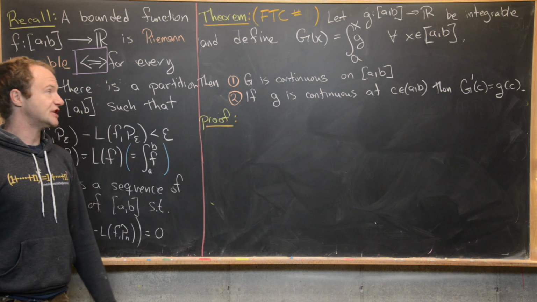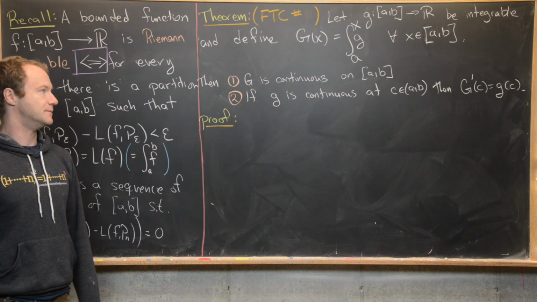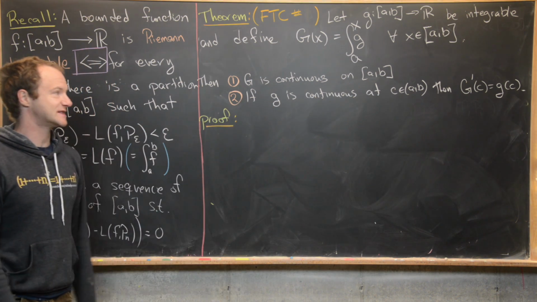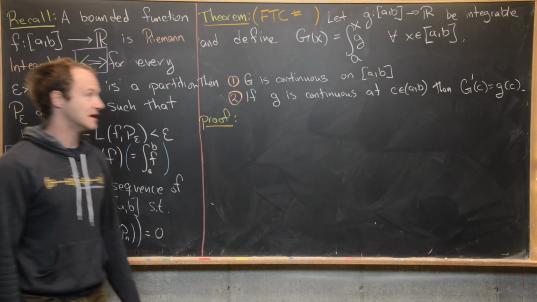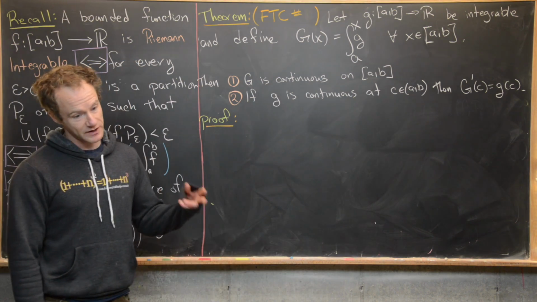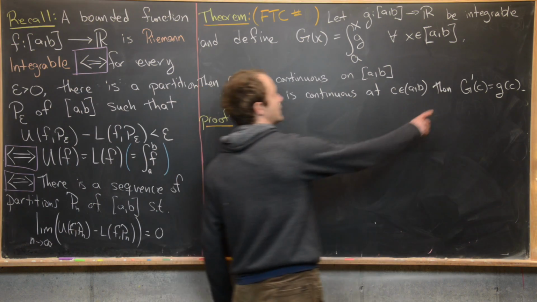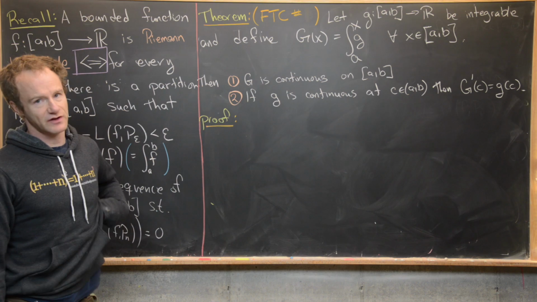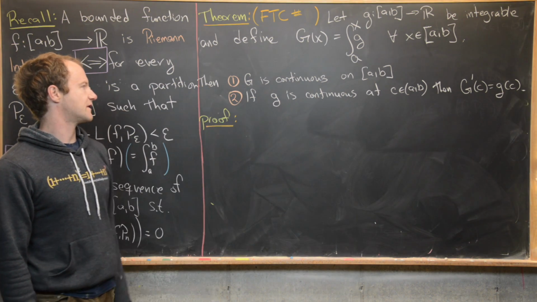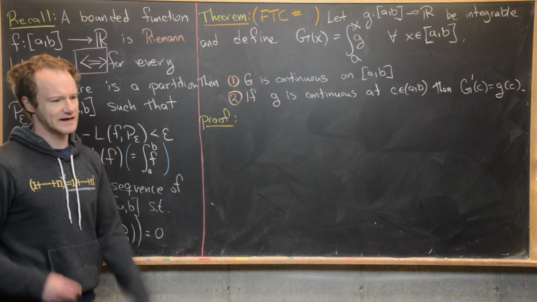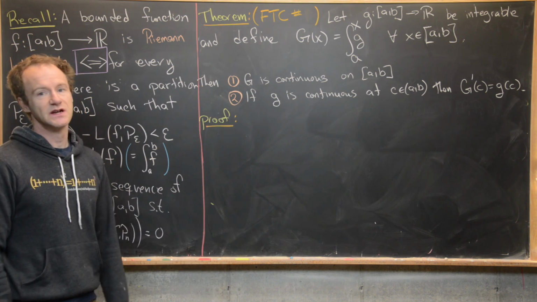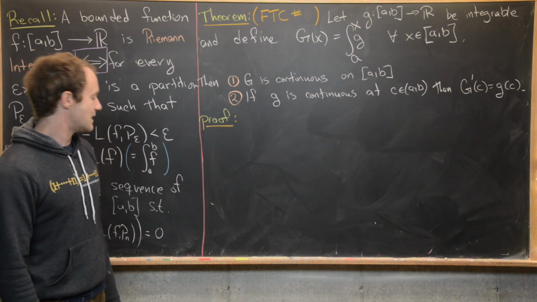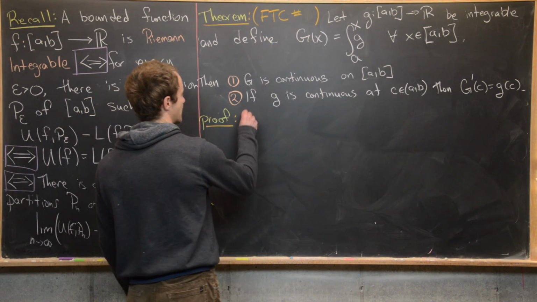So first, capital G will be continuous on [a, b]. And then next, if little g is continuous at c between a and b, then capital G is differentiable at that point, and furthermore, the derivative of capital G at c is equal to little g at c. So generally in a calculus class, you only really look at this second one because it tells you how to take derivatives of these weird functions defined in terms of integrals, but we'll prove both of them. Okay, so let's get to proving this first one first.